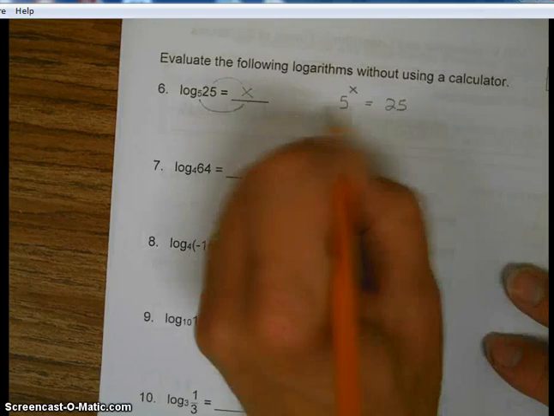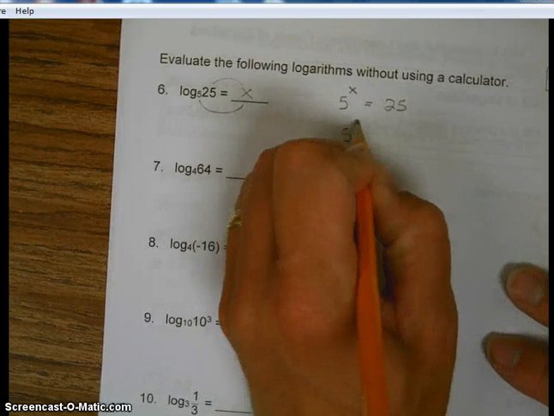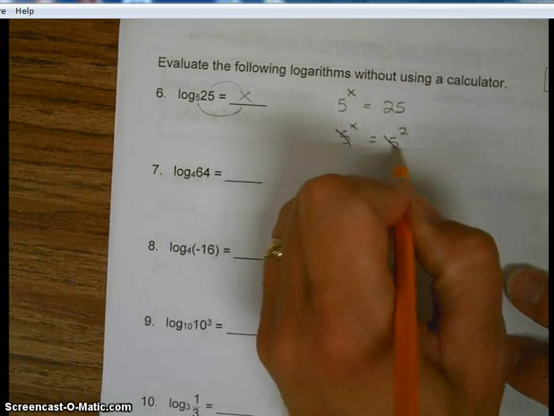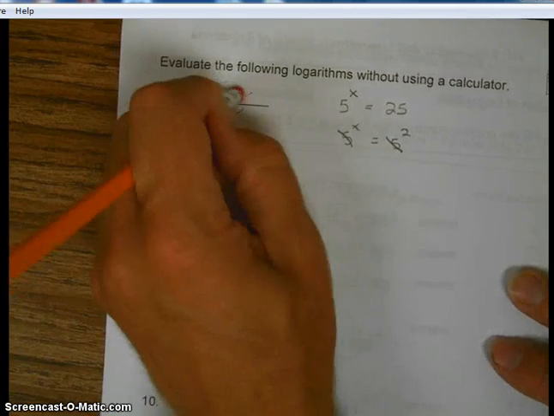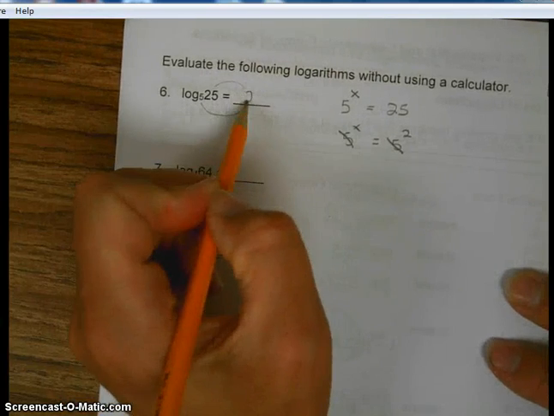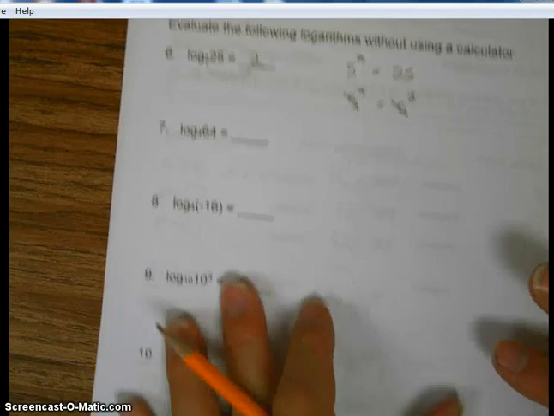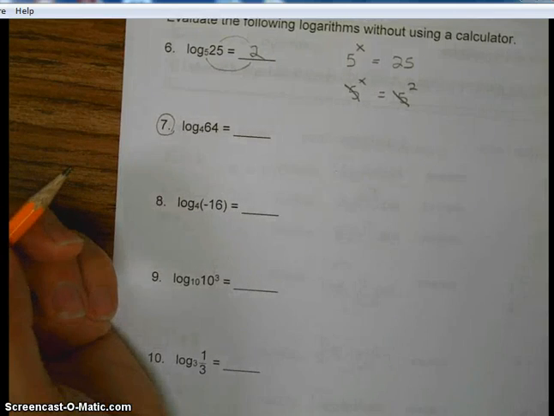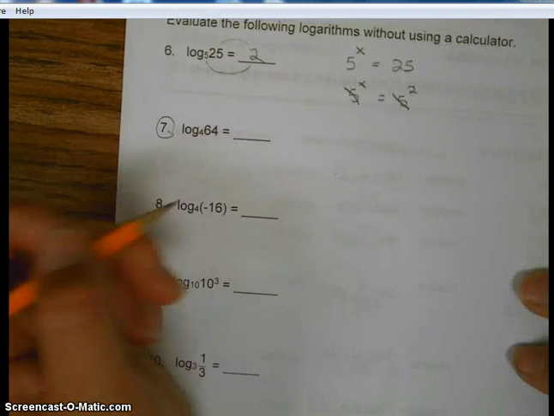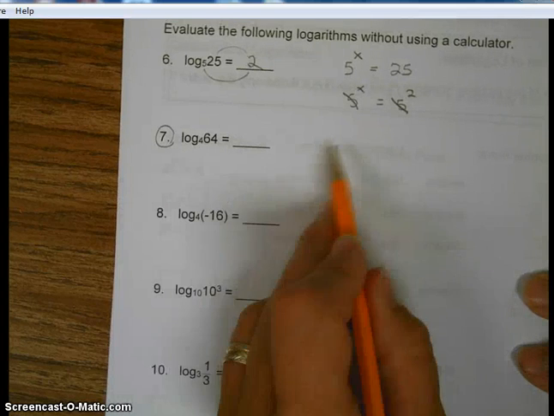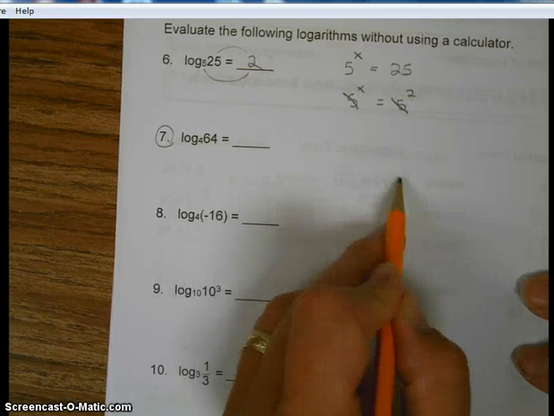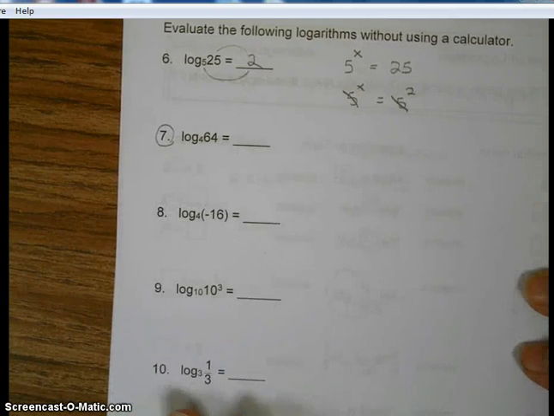And then we just use what we've already learned to solve for x. Since we can make both of these base 5, x equals 2. Okay? So, why don't you try number 7? Don't do it in your head. I know some of you can figure this out in your head and you can just write in the answer. I want you to go ahead and write down the exponential equation, make the bases the same, and then get your answer from there.